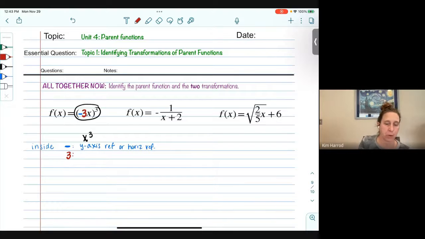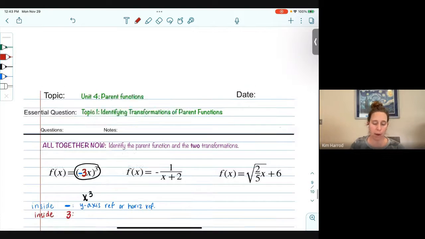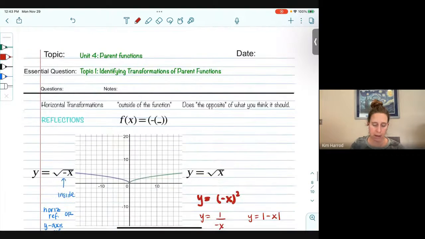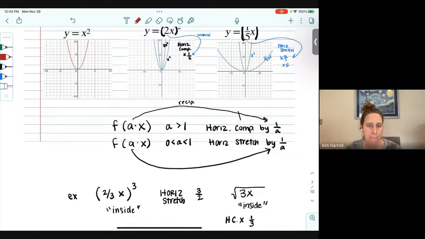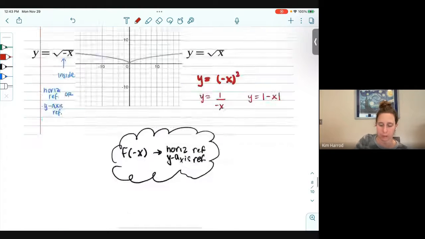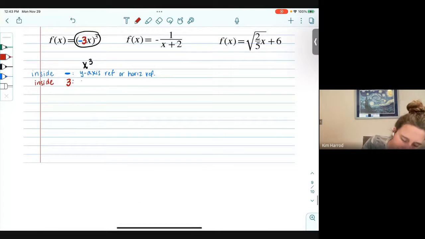And then we do the same thing with the 3. The 3 is also inside the parentheses. It's getting cubed. So we go back and find out, where did we talk about multiplying on the inside? That would be right here. So that 3 is inside. It's bigger than 1. So that means this is going to show up as a horizontal compression by 1 over 3. So that's what I'm going to write for this one. It's a horizontal compression by 1/3.